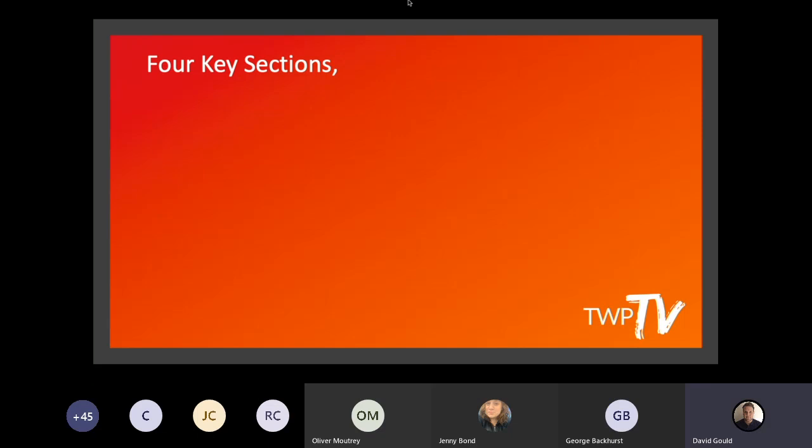Let's move on. So there are 4 key sections. Does anyone know what the 4 key sections are of the observation form? So you can either pop the answer in the comments box, or you can unmute yourself and let me know. So there are 4 sections, subheadings to the extracurricular observation form that make the form up. Anyone know what they are?